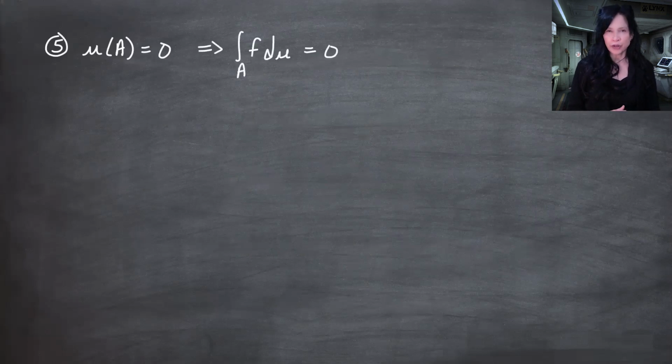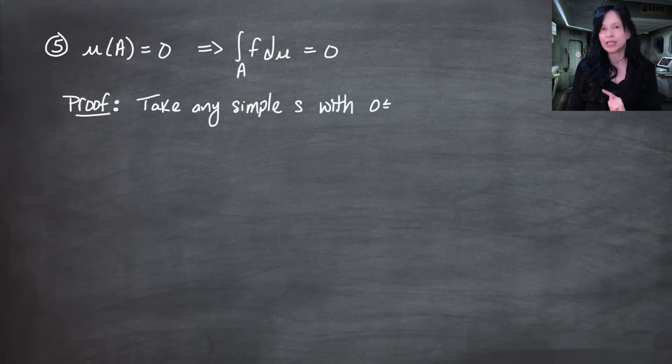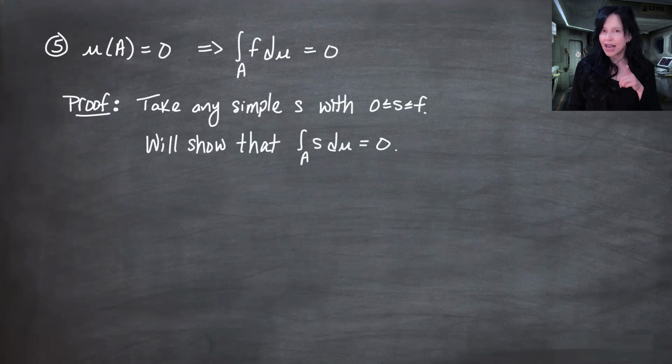First up, actually fifth in this list that I'm continuing, is if the mu measure of a set A is 0, then the integral of f with respect to the mu measure over A must also be 0. To prove this, how do we work out an integral like this? We're going to have to look at simple functions trapped between 0 and f. I'm going to take any simple s between 0 and f, and I'm going to show that the integral with respect to mu over A of s is 0.